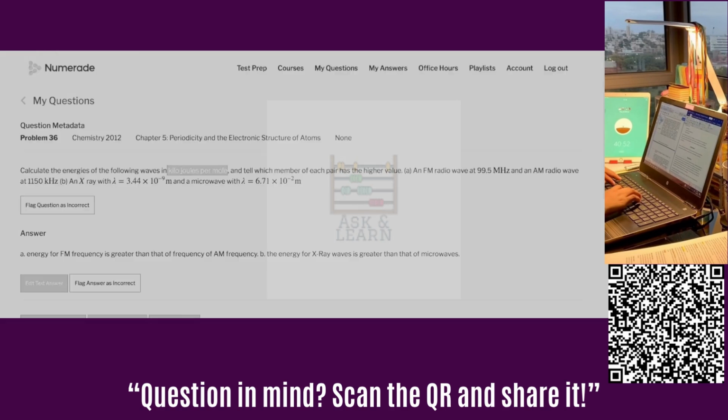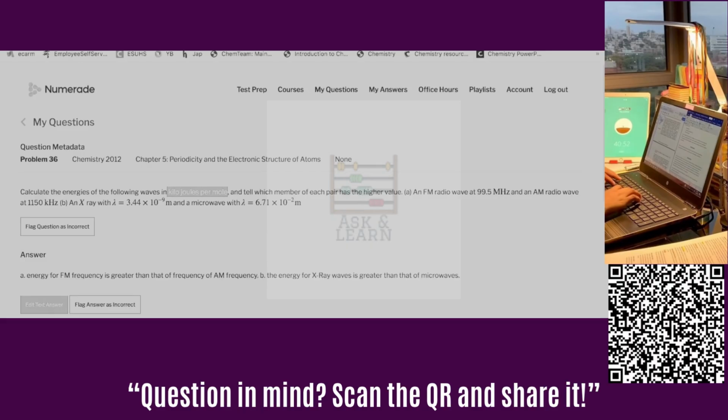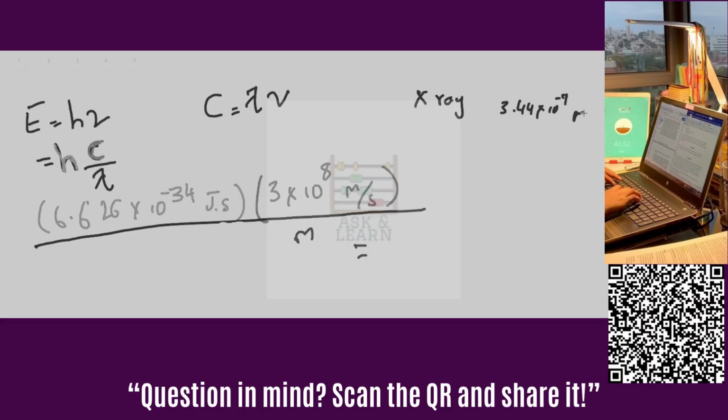So I just forgot my number. Sorry about that. Let's see, X-ray. I'm gonna write it down here, what they give. So X-ray was 3.44 times 10 to the negative 9. And that will be meters, I believe. And then microwave is 6.71 times 10 to the negative 2 meters.